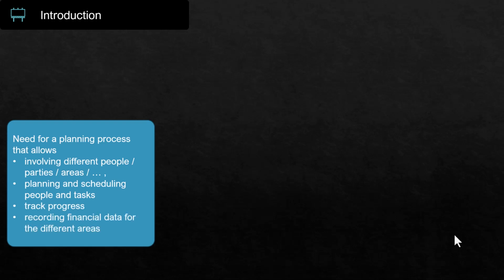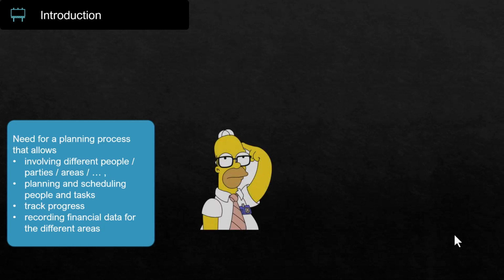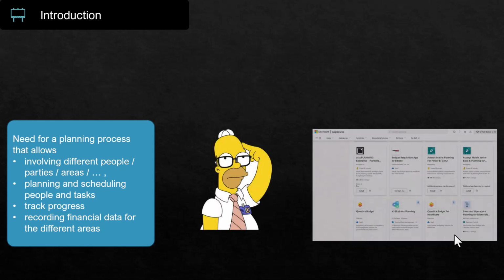to record, of course, the most important thing, the financial data for the different areas, which can be cost centers, departments, and so on. And if you think about it, well, maybe the first thing you come across is the Microsoft App Source, where you can find a lot of apps that help you with the planning and forecasting process.